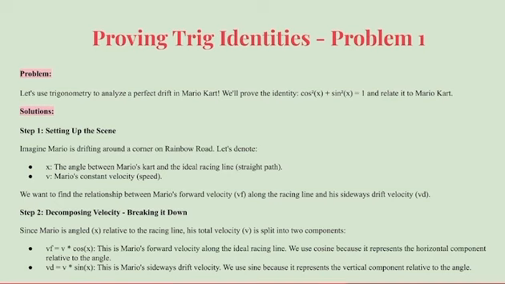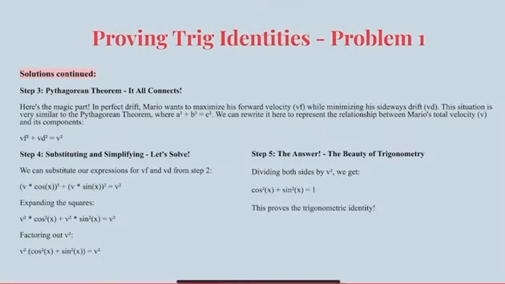So for this, we're going to be proving trig identities, and we can relate the trig identity to a drift. We're going to prove cos squared x plus sine squared x equals 1. Essentially for this, you're going to set up the scene and see what x and v equal. Then for step 2, you're going to decompose the equation, breaking it down. Moving to step 3, you're going to use the Pythagorean theorem, and in step 4 you're going to substitute and simplify, and then step 5 gives you the answer.